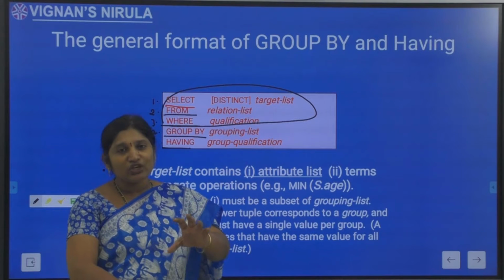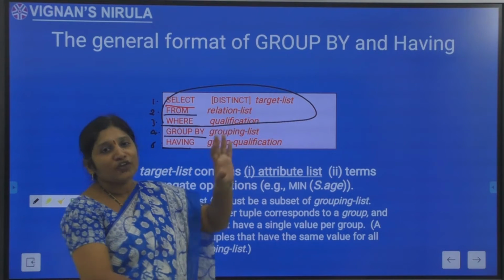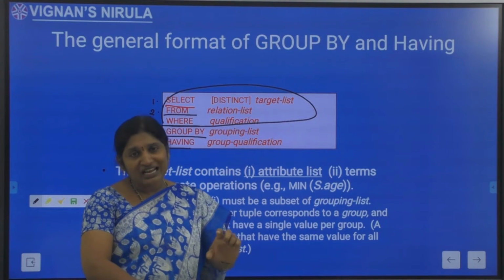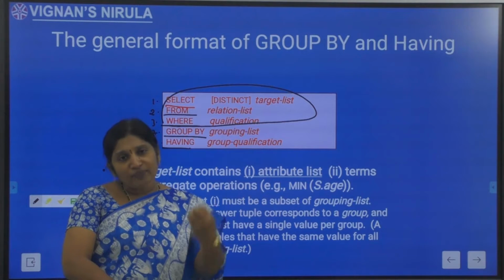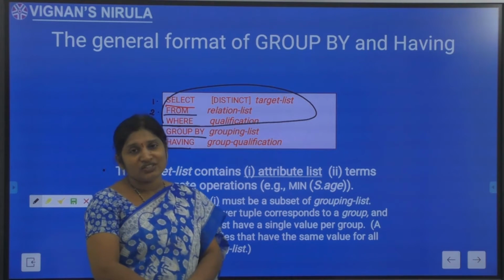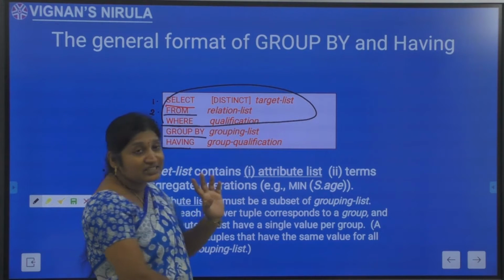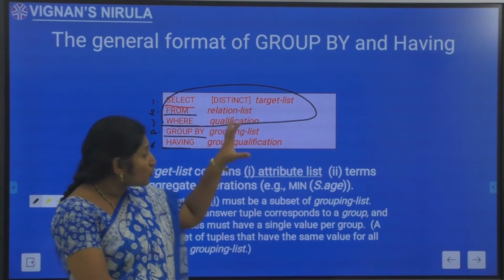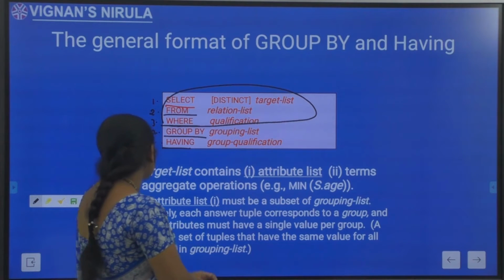So first we need to form the groups of the tuples that satisfy the condition mentioned in the WHERE clause. After that, whichever groups satisfy the qualification mentioned in the HAVING clause must be output to your result. This is the total syntax of your SELECT statement.